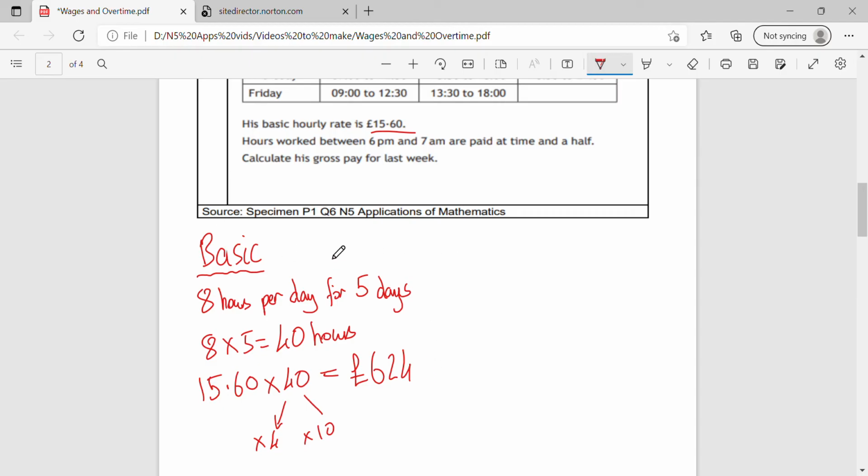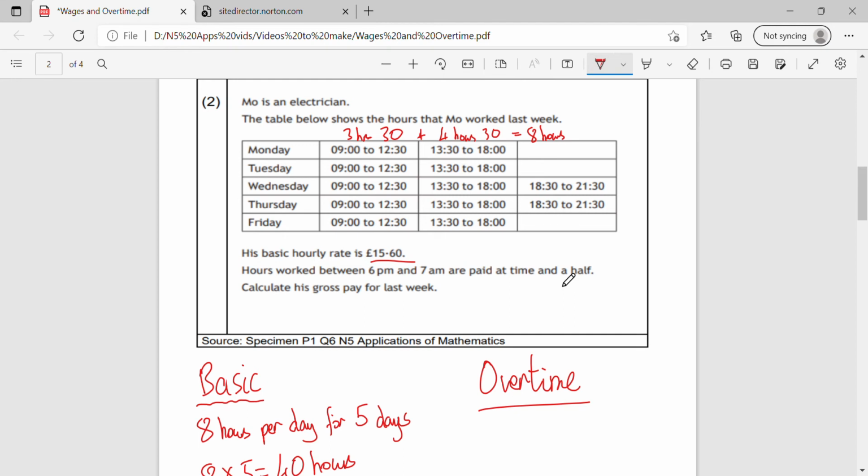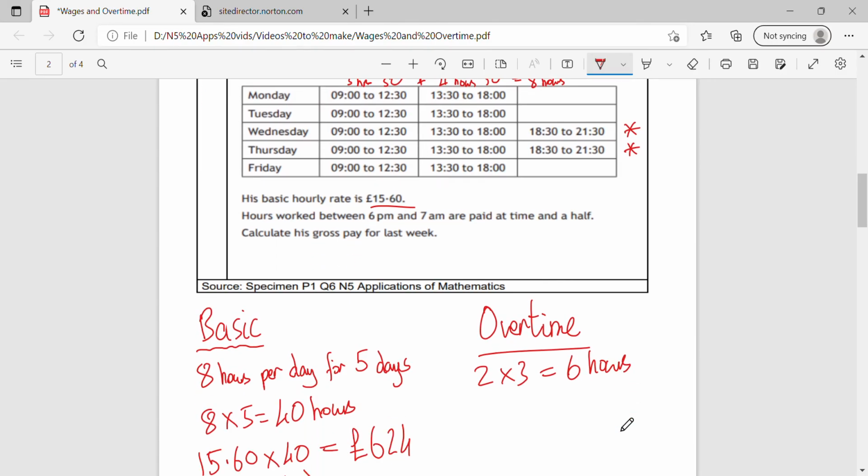Let's look at the overtime pay, because this person's getting overtime for some of the hours that they work. It says that hours worked between 6 PM and 7 AM are paid at time and a half. So these two here are paid at time and a half. So let's work out how many hours that is. Obviously from 18:30 to 21:30, that's just 3 hours, and that's 2 lots of that. So it'll be 2 times 3 hours is 6 hours of overtime. And for overtime, you're getting paid at time and a half.